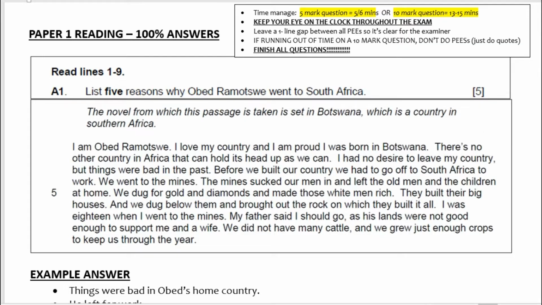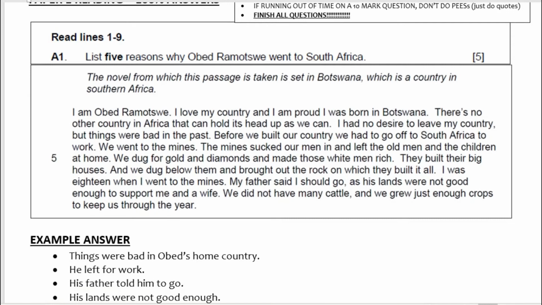and then some example answers. Remember, for the reading, if it's a 5-mark question, spend 5 or 6 minutes. If it's a 10-mark, 13 to 15. Keep your eye on the clock all the way through the exam. If you're running out of time on a 10-mark question, just try and write down as many quotes as you can. Finish your questions. Okay, so question 1.